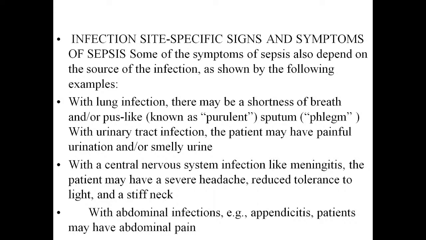Some of the symptoms of sepsis also depend on the source of infection, as shown by the following examples. With lung infection, there may be shortness of breath and pus-like, purulent sputum phlegm. With urinary tract infection, the patient may have painful urination and smelly urine. With a central nervous system infection, like meningitis, the patient may have a severe headache, reduced tolerance to light, and stiff neck. With abdominal infection, for example appendicitis, the patient may have abdominal pain.